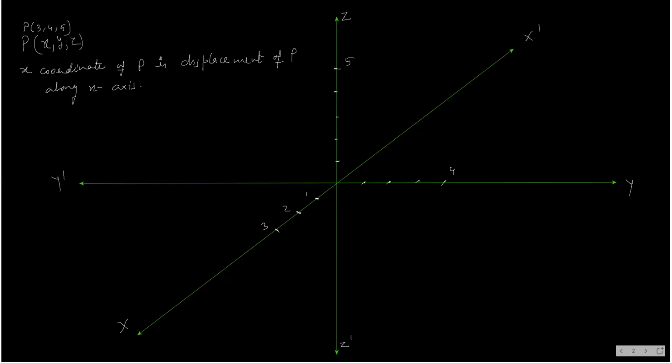So where is this point P? If you want to check, you first go in the direction of the x-axis 3 units. This way you go 3 units. Then from there you go in the direction of the y-axis 4 units. This way you go 4 units. You check this. You move 4 units this way.